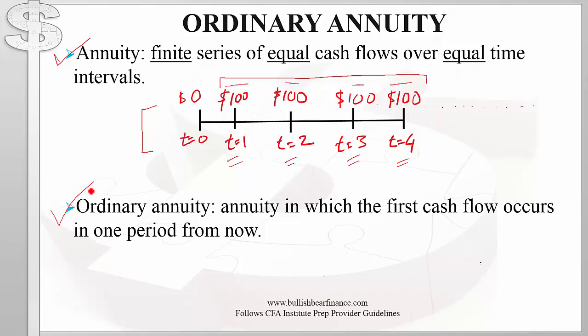Now, what's an ordinary annuity? An ordinary annuity is an annuity in which the first cash flow occurs in one period from now. If we go back to this timeline, this represents an ordinary annuity because the first cash flow of $100 occurs in one period from now at time t equal to 1. We are currently at time t equal to 0, which represents today. If the first cash flow were to occur at time t equal to 0, we will have something called an annuity due, which is also a somewhat different concept.